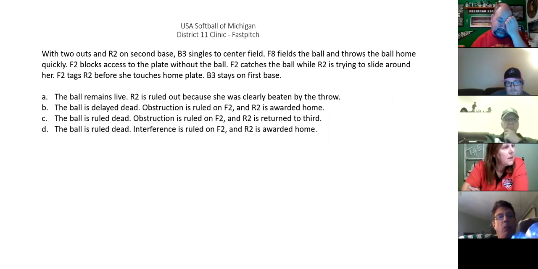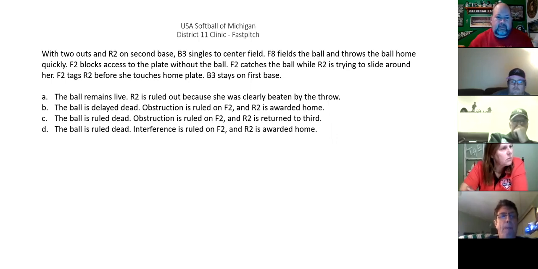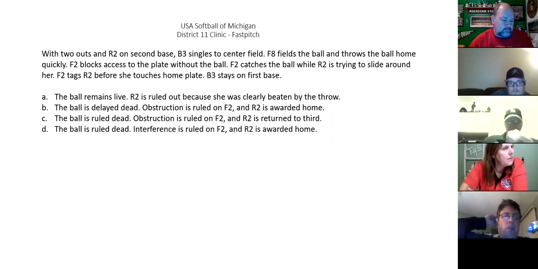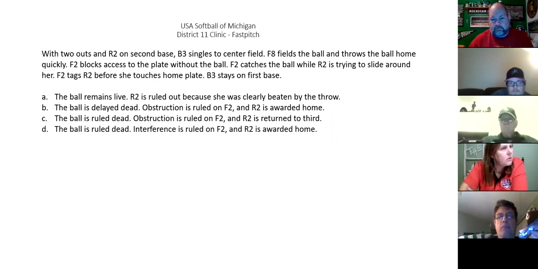A: The ball remains live. R2 is ruled out because she was clearly beaten by the throw. B: The ball is delayed dead. Obstruction is ruled on F2 and R2 is awarded home. C: The ball is ruled dead. Obstruction is ruled on F2 and R2 is returned to third. D: The ball is ruled dead. Interference is ruled on F2 and R2 is awarded home.